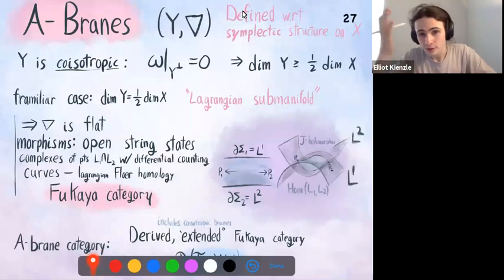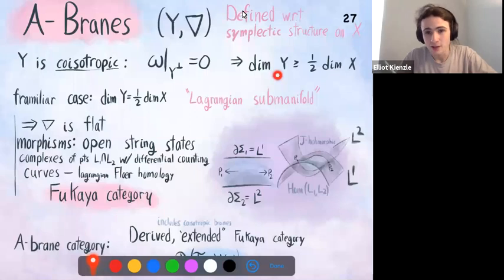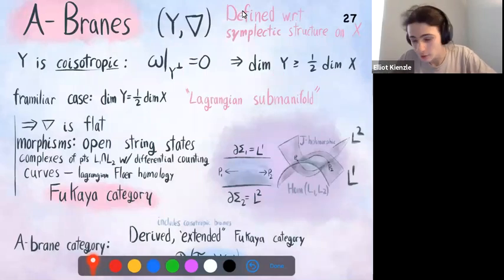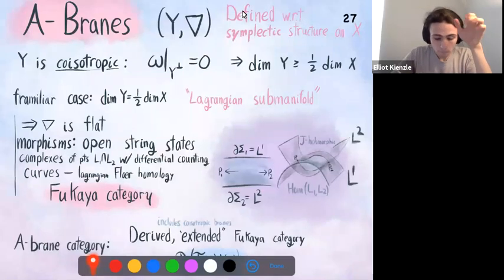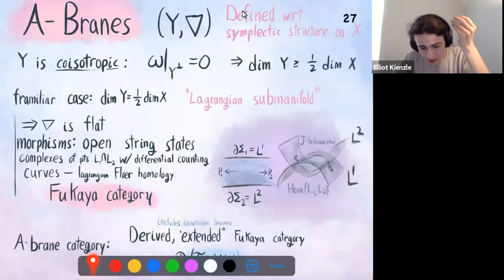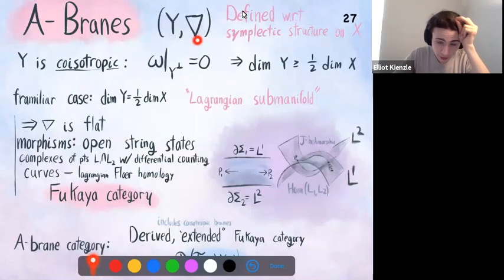The concrete application of this is that the dimension of Y has to always be greater than or equal to half the dimension of X. Now, this is a little bit unfamiliar because when people talk about A-branes, almost always they're talking about the Lagrangian case, which is the case that physically is the most obvious. The Lagrangian submanifolds are those where the dimension of Y is exactly equal to half the dimension of X. And in this case, from physical considerations, you can show that the associated connection on the Chan-Paton bundle has to be flat.